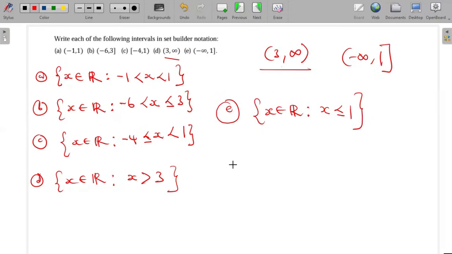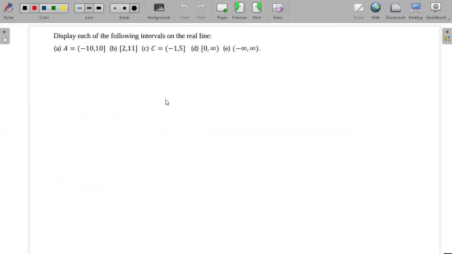Okay, is there any question? All right, so there's no question. Let's move on to the next one. Here we're going to move to the concept of displaying on the real line. We've now reached the number line.